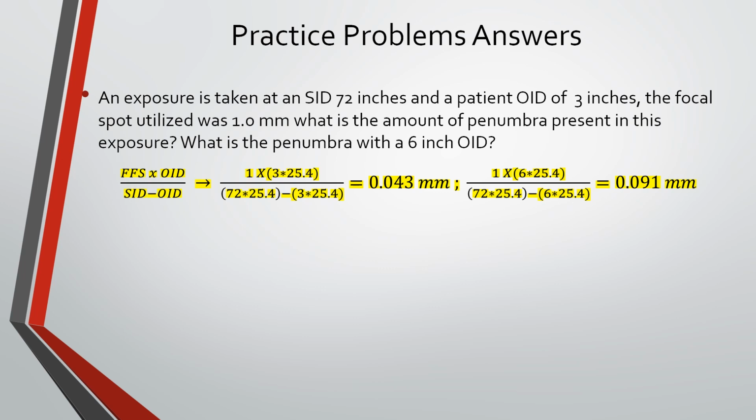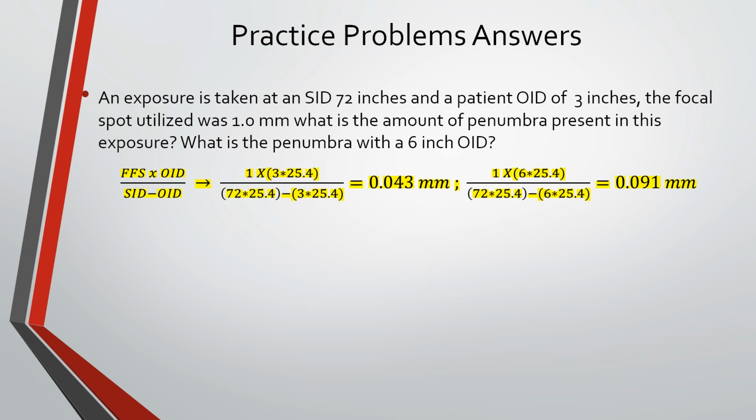Now the difference here in the second part of the question is that the OID is 6 inches. We were thinking maybe it would just double, so it would just be 0.086, right? If we just double the OID, the penumbra is going to double. Well, it doesn't quite work that way. It goes up by more than that, okay? It's not 0.086, it's 0.091 millimeters that is going to be present when we increase the OID. So it increases more than the doubling of the OID.